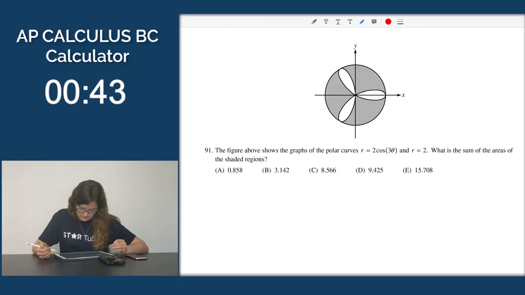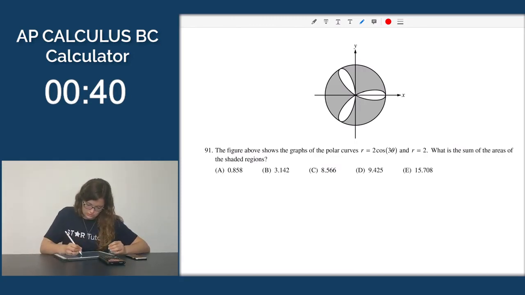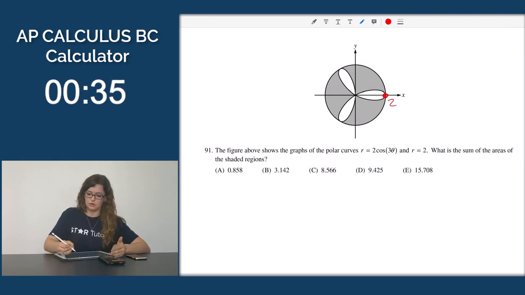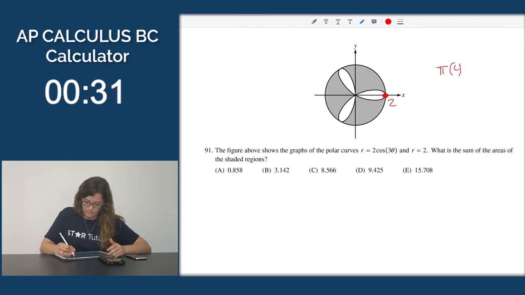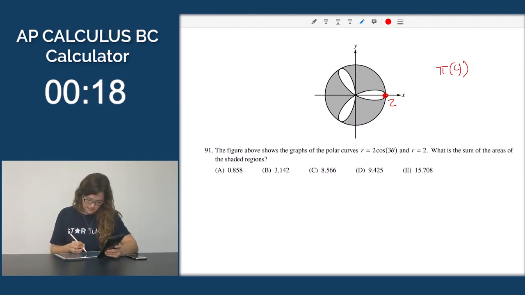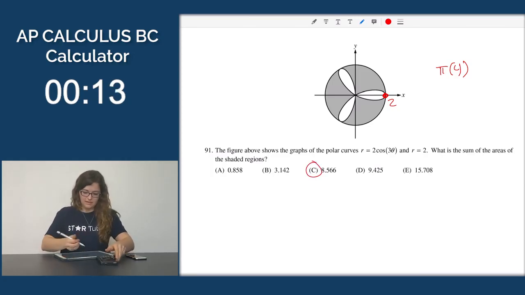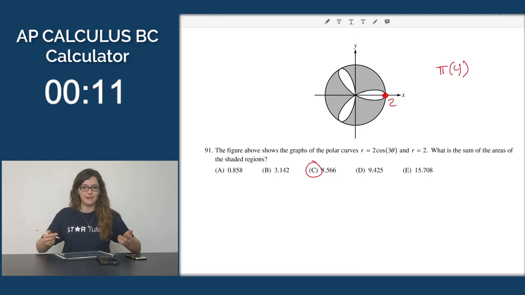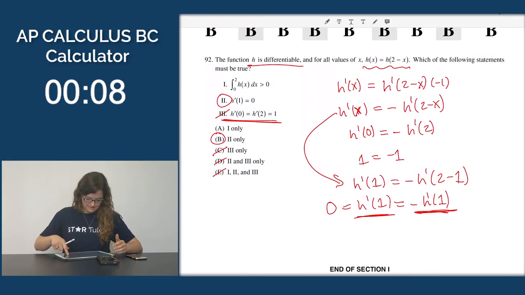The figure above shows that R is 2, so that means that this is 2. So I could at least estimate: the circle has area pi r squared, so that's 4 pi, right, is the whole area. So it should be something less than 4 pi. And 4 times pi is 12.57, so something less than 12.57. So I'm going to guess C, 8.5. I think it's either C or D based off of that. Look at that, I didn't do any math, I just found the area of a circle. And then I got that one.